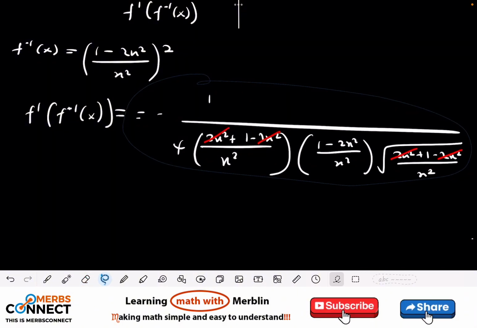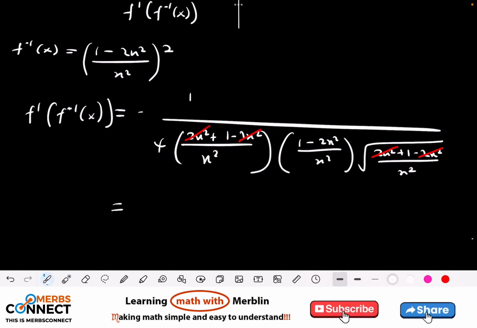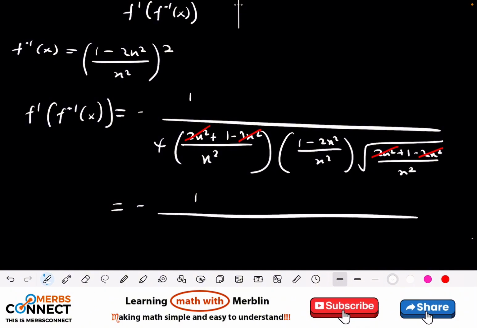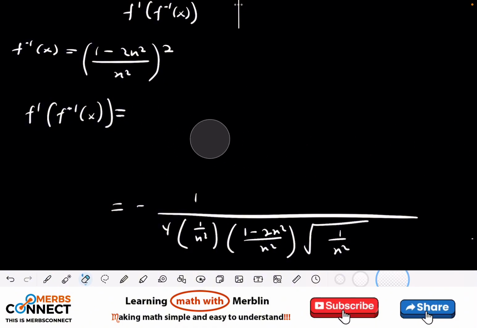we are going to have -1 divided by 4 times, this one will be left with 1 over x squared. This one will be left with 1 minus x squared divided by x squared, and this one will be left with 1 divided by root x squared. Wow. Now what can we do? Can we do something? Yes, we can do more things. So let's try and simplify.